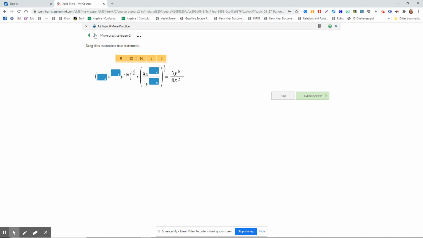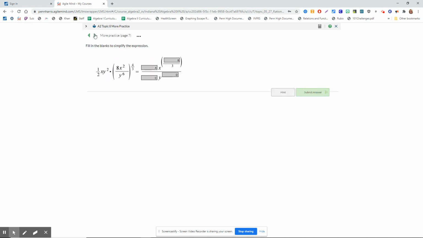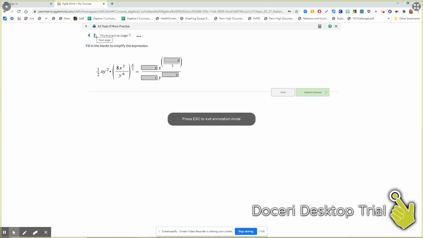Number 7. Number 7 is the same exact idea, guys, except we just actually have to do the problem. Okay. So with this right here, I'm going to write this as a 2xy squared. Okay. My 8 raised to the 4/3, that's saying the cubed root of 8, which is 2, raised to the 4th, that's 16. So I have a 16 up top.